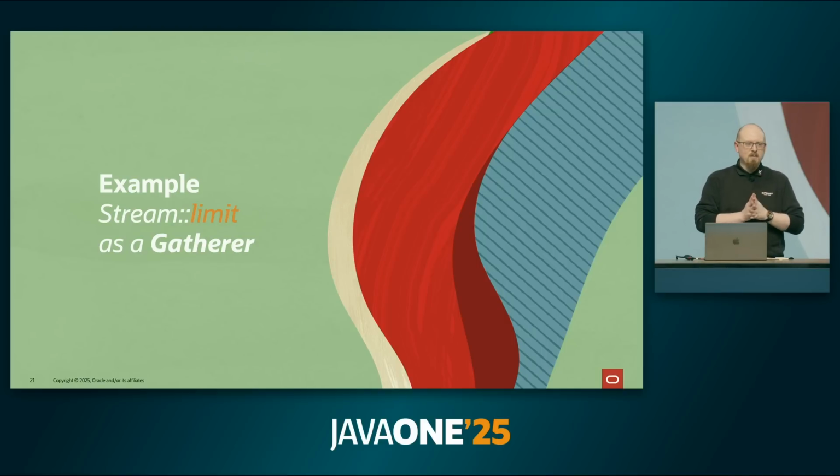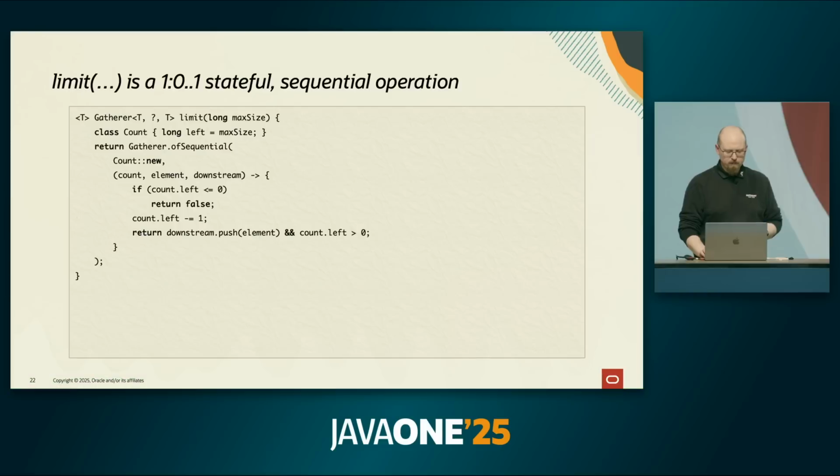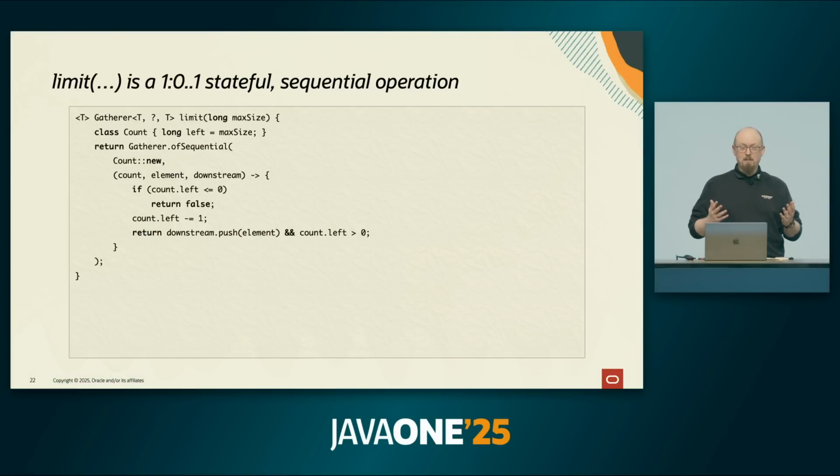Let's do something even more advanced. Let's see how we could implement limit. Now we need to start considering state, because limit means keeping track of some count. For each element we encounter, we need to increment or decrement something. In this case, we have a method that returns a gatherer. We take the max size that we want to limit to, and then we declare a method local class called Count, which we're going to use as our state. And we set the number of elements left to consume to be the max size.